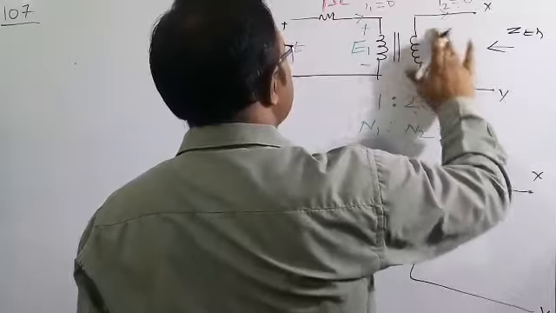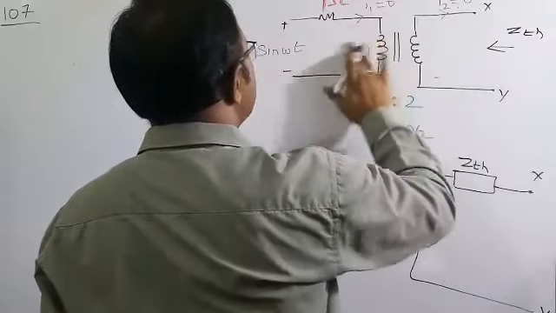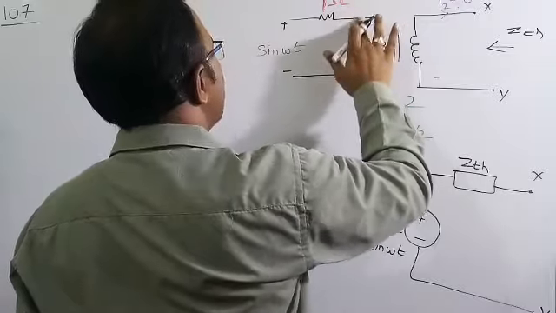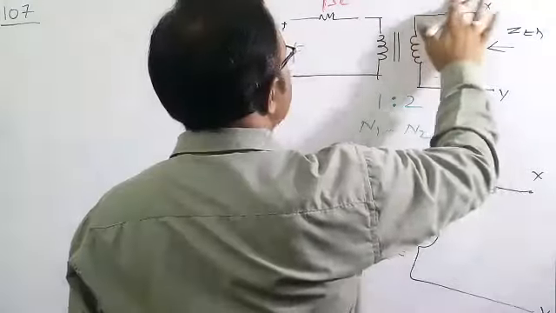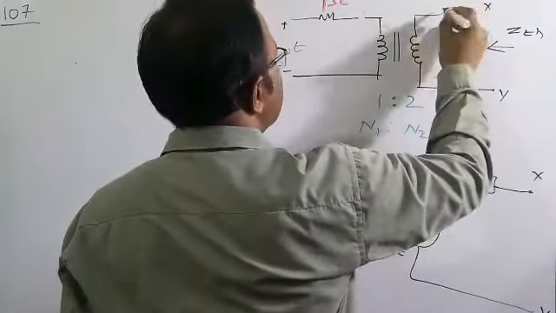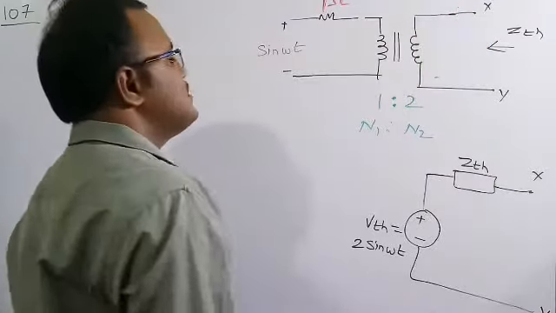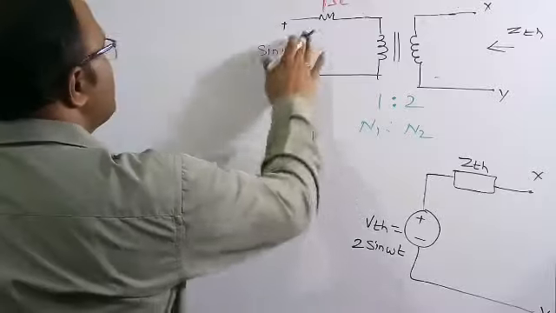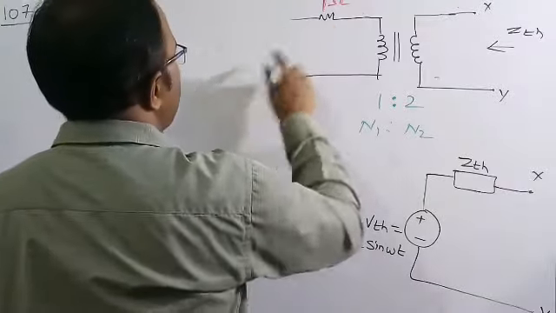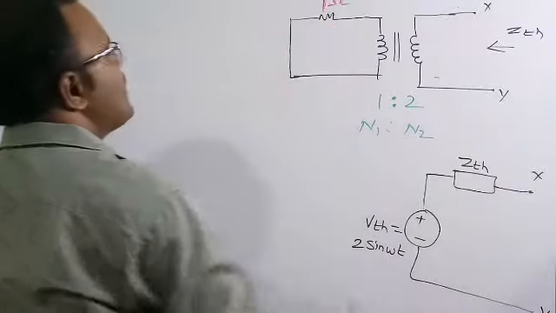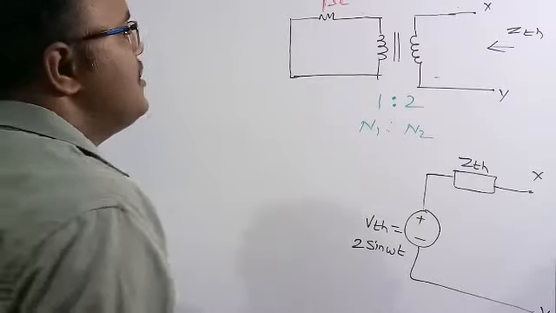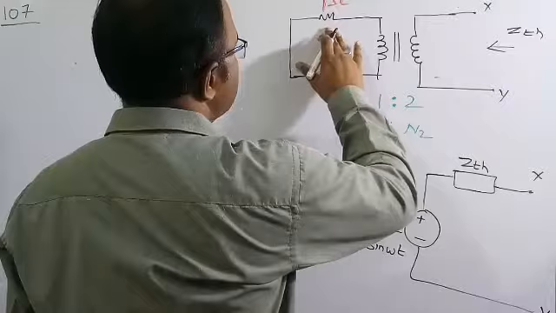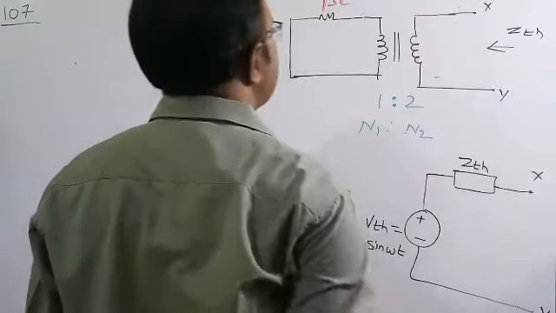The standard procedure is, first we need to remove the ideal current sources and ideal voltage sources. Means we need to short circuit the ideal voltage source and open circuit the ideal current sources. There is only one ideal voltage source, so I am going to short circuit this input terminal. Now this 1 ohm I am going to transfer to the secondary.